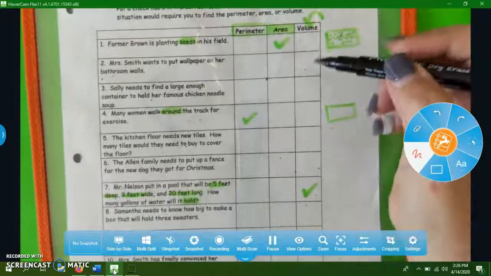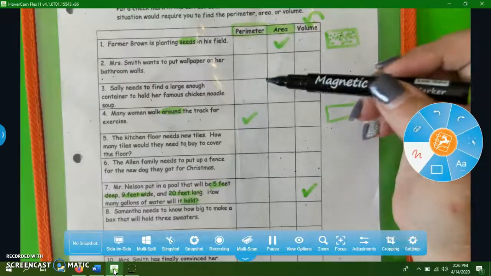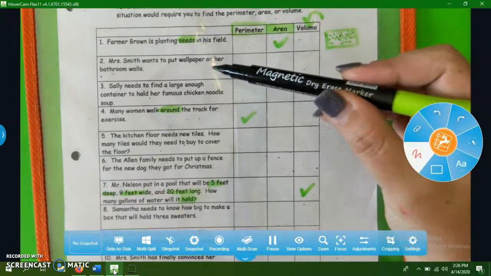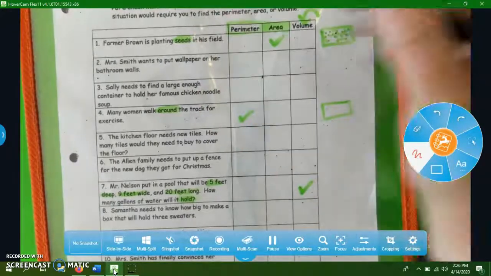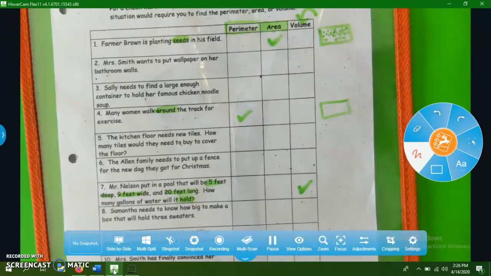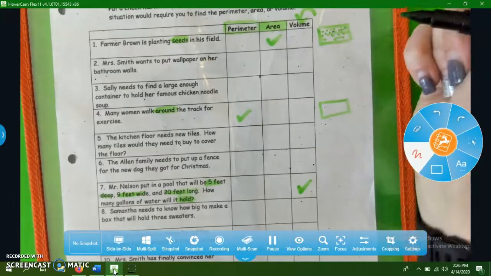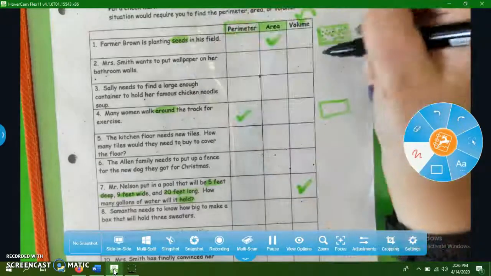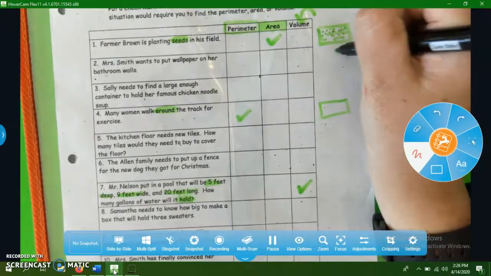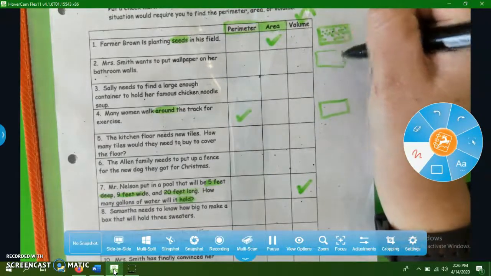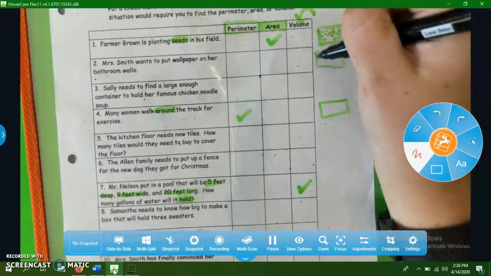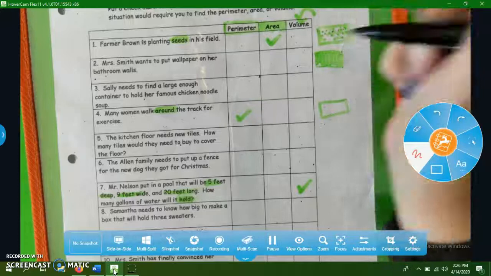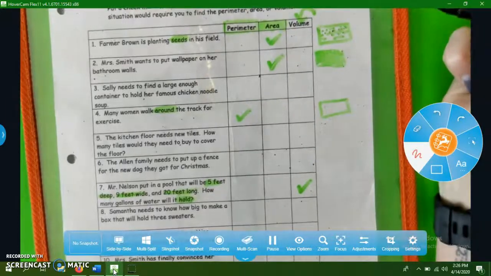Alright, so let's go back up to the top now that we have a good example of each. Miss Smith wants to put wallpaper on her bathroom walls. I don't know who has wallpaper in their bathrooms anymore. Most people paint now. But wallpaper used to be really popular, and where will it go? Is it going to go just around the outside, or is it going to cover it, or are we filling something up? Well, a wall is not 3D, it's flat, so we're going to cover our wall in it, so it'll be area.